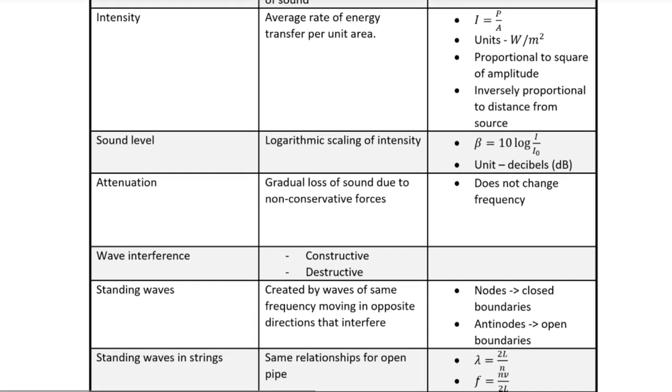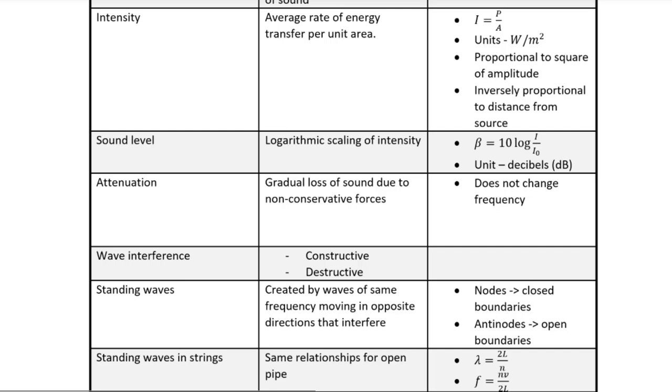Sound intensity was then defined as the average rate of energy transfer per unit area. In other words, it is the power of the sound waves per unit area. I also stated that the sound intensity is proportional to the square of the amplitude of the wave and inversely proportional to the distance from the source. As sound intensity has such a very large range, I then introduced a logarithmic scale so that we don't have to deal with such large or small numbers. This scale is known as sound level and is measured in decibels.